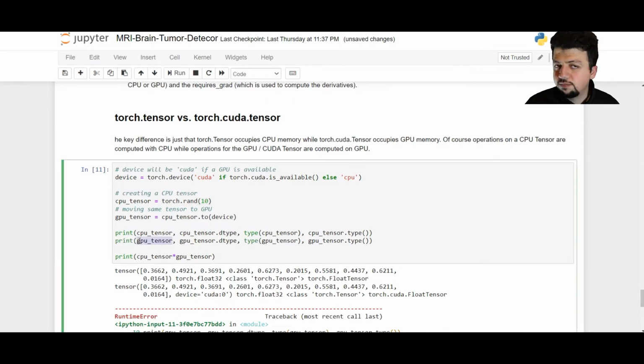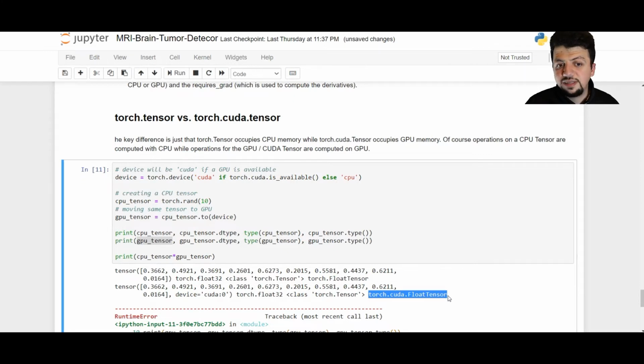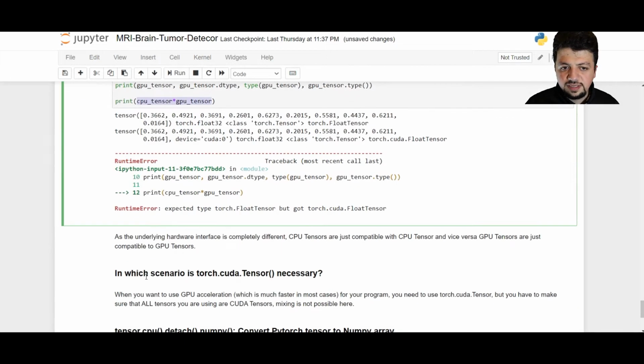But the other one, the second print command, returns the same values, but it is a torch.cuda.FloatTensor, meaning that this is a GPU tensor. Now, when you want to multiply these two together, you get an error that says, expected type torch.FloatTensor but got torch.cuda.FloatTensor, meaning that this guy is a CPU tensor and it is actually torch.FloatTensor, right? And when I wanted to multiply that by this second guy, I was expecting something of the same sort, but I received torch.cuda.FloatTensor. I cannot multiply these two together. They reside on different hardware.